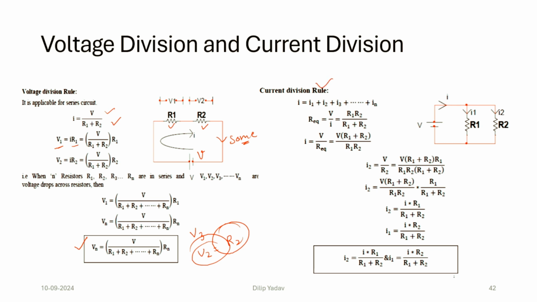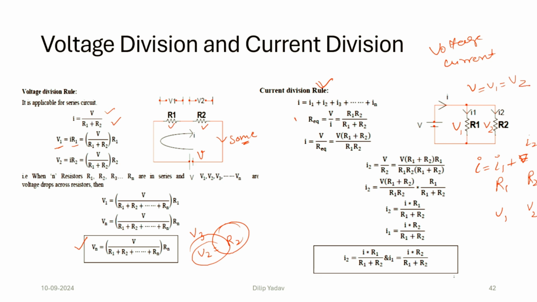Now we have the current division rule. In the current division rule, these two resistances are connected in parallel. When they are connected in parallel, the voltage remains the same, but the current is different. So there is a current distribution, that is, I is divided into I1 plus I2. We have the resistances R1 and R2, and the voltages V1 and V2. So V is equal to V1 and V1 is equal to V2, but the currents are different.